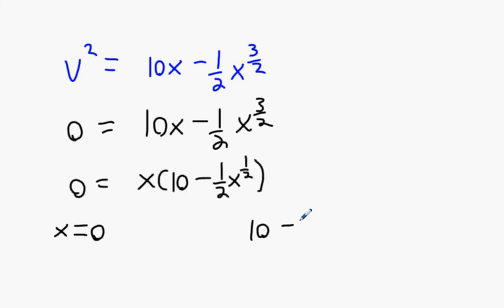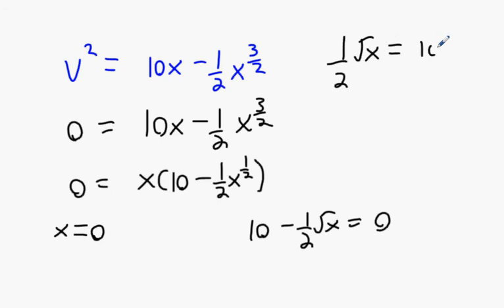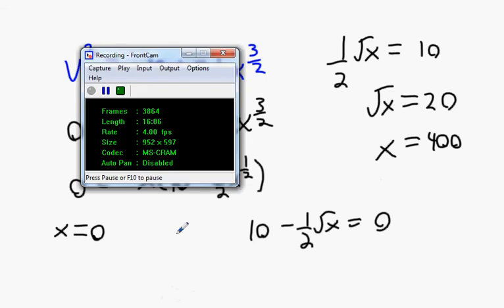So it's 10 minus a half. I'm going to change x to the power of a half into root x. And that equals 0. We get a half root x equals 10. Root x equals 20. x equals 400. We good with that? x equals 400.